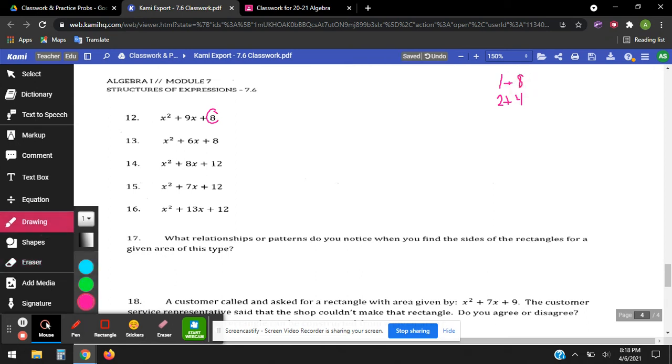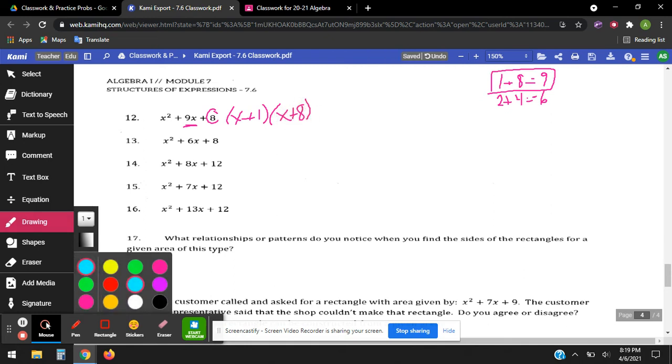So I'm going to look and see. I need to equal 9. 1 plus 8 is 9. 2 plus 4 is 6. So for this one, I need 1 plus 8. So it's going to be x plus 1 and x plus 8. For this next one, I have 8, but I need them to add to 6. Well, 2 and 4 added to make 6. So it's going to be x plus 2, x plus 4. Added, they get 6. Multiplied, they get 8.